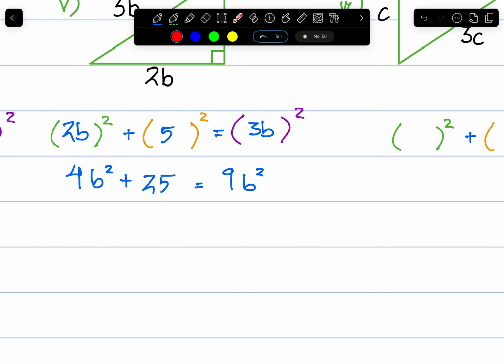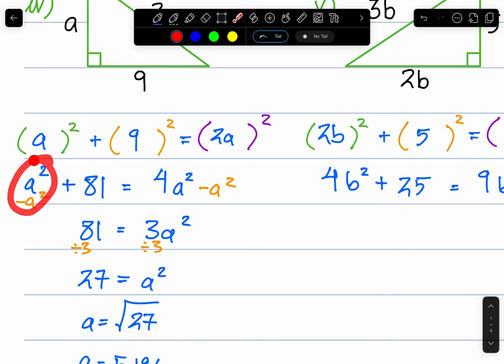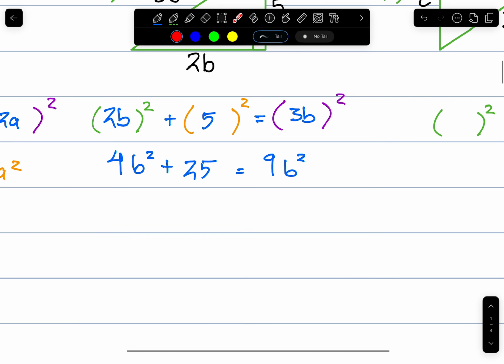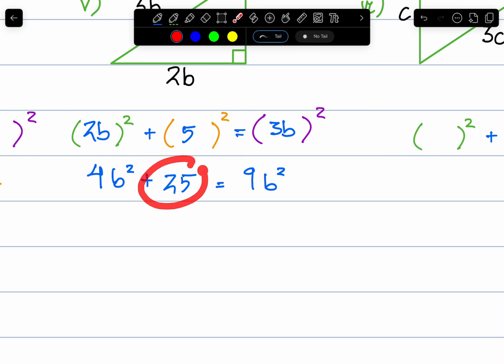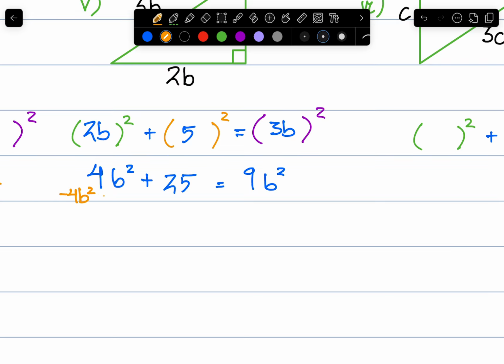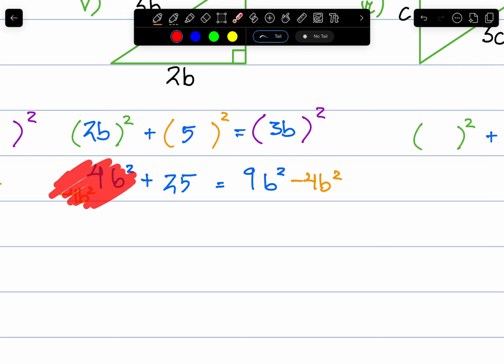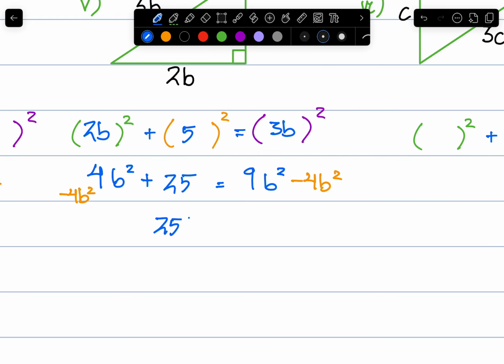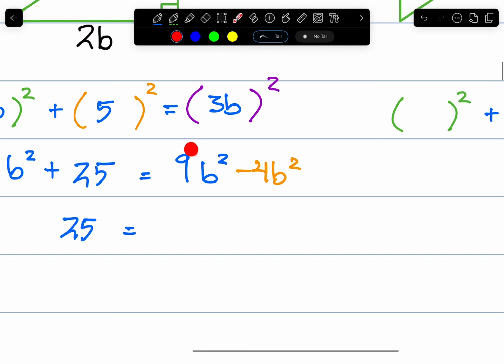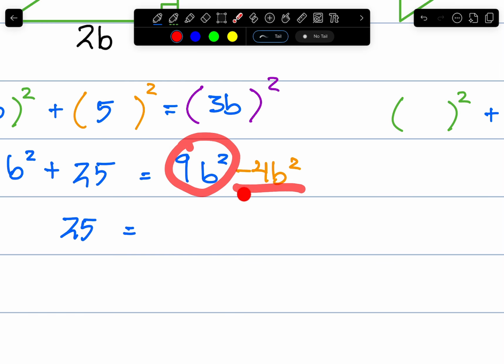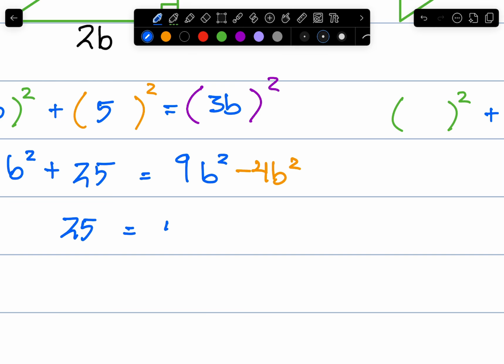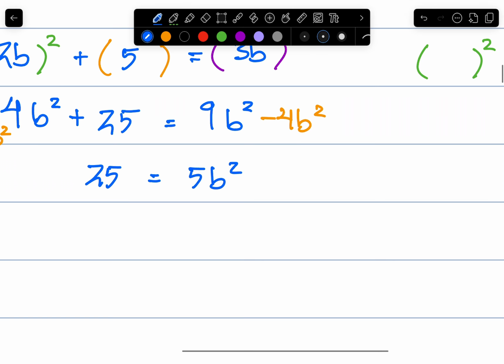The same step now occurs as we did here. We want all the letters to be on the same side. So in this case, I want 25 to be by itself. So I need to get rid of this 4b squared. We do that by subtracting 4b squared, like so. This cancels out the 4b squared on the left-hand side, leaving us with 25 on its own. 9b squared minus 4b squared gives us 5b squared.